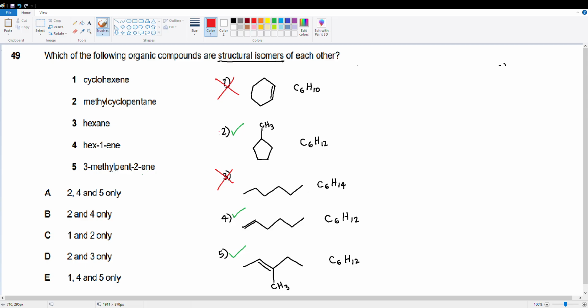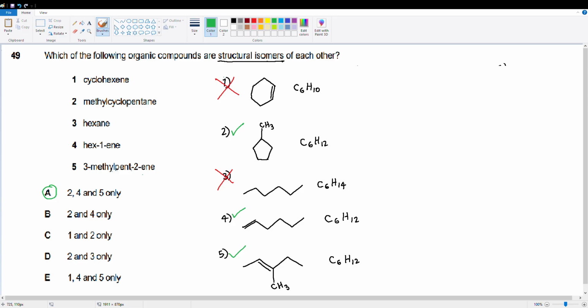So it's just the second, fourth and fifth that have the same chemical formula but different structural arrangement. So the option we're going to choose is option A, 2, 4 and 5. That's how we solve this question. First of all, just underline the main key point: it is a structural isomer. Remember, it has the same chemical formula and a different structural arrangement, but this leads to distinct physical and chemical properties overall.